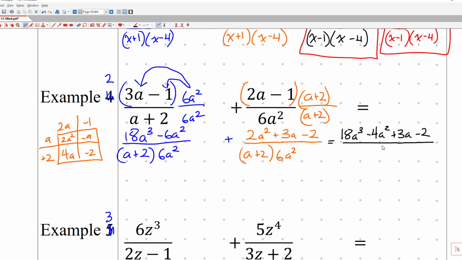And the denominator, I just copy it down again. It's the a plus 2 times 6a squared. Is there anything that I can factor up here? I might be able to do factoring by grouping. Let's see. No, I can't, because if I think of this as a fraction, 18 and 4, and factor out a 2, you don't get anything similar to that. Okay, so that's as far as I can go. And go ahead and box it.